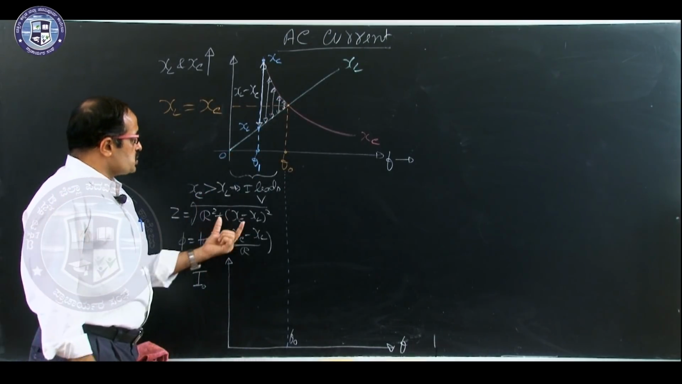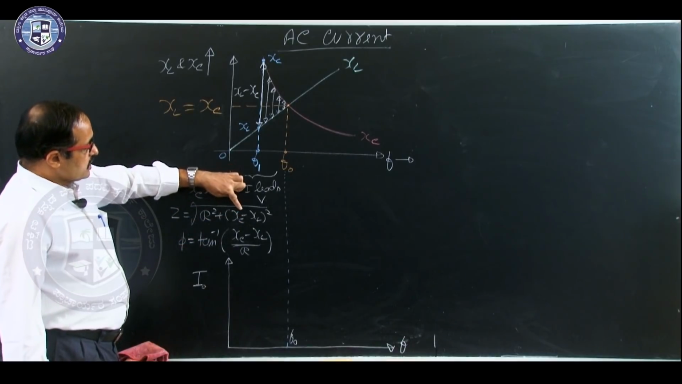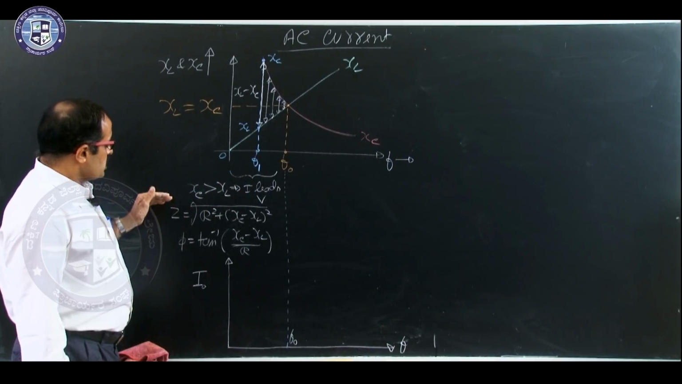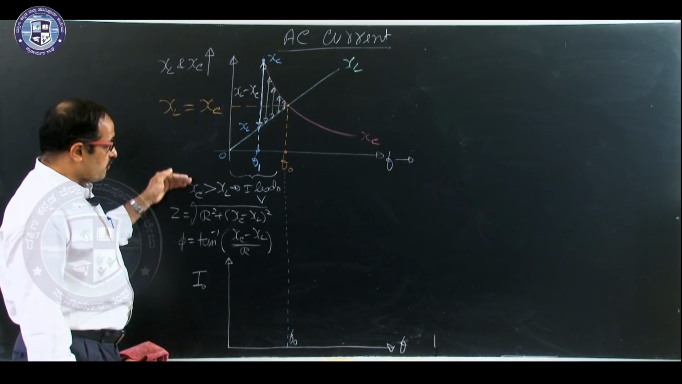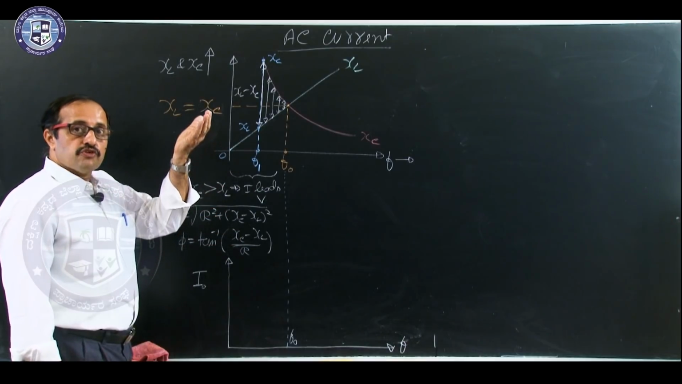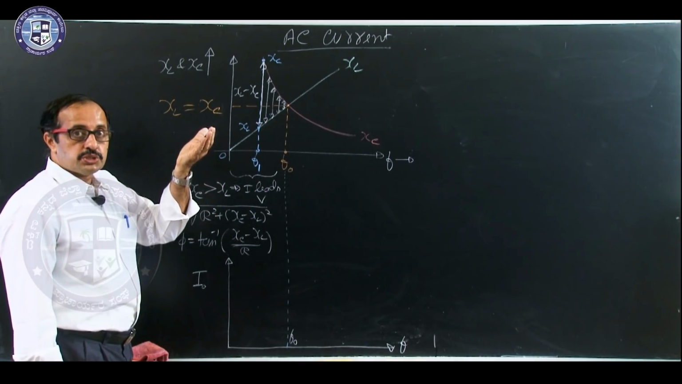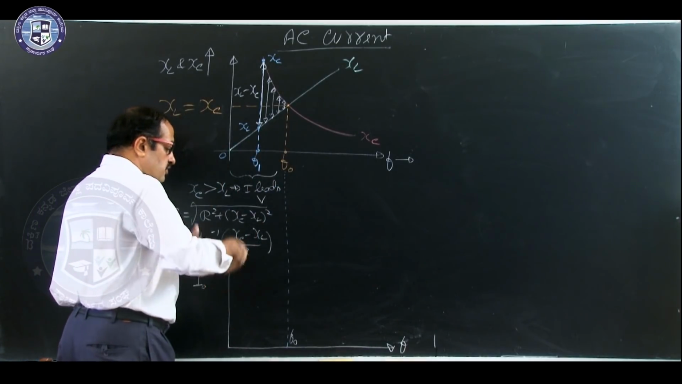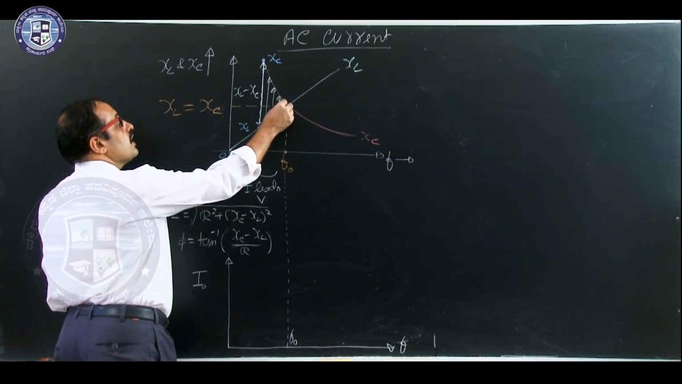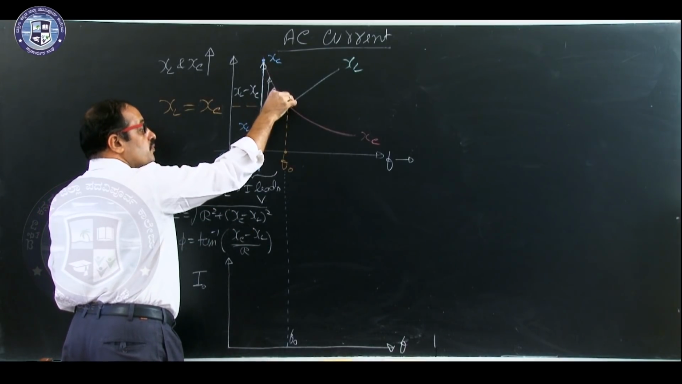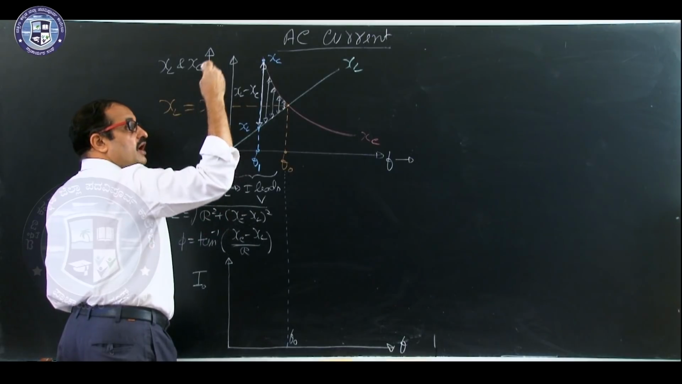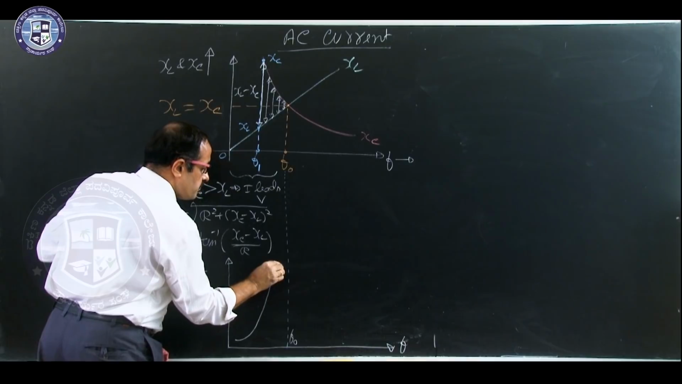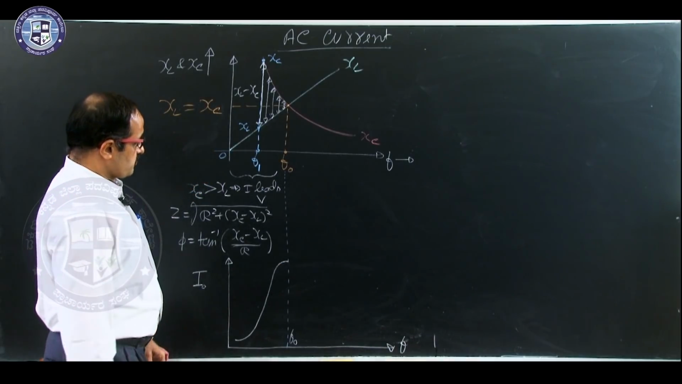As the difference decreases, look here in this formula, this difference value goes on decreasing. As the difference value decreases, Z value decreases. As the Z value decreases, current in the circuit increases. Therefore, as you approach the resonant frequency, current in the circuit goes on increasing, and here what is the difference? 0. That is resonance. Current is highest. Therefore, graph will be like this. Current is highest at resonance.